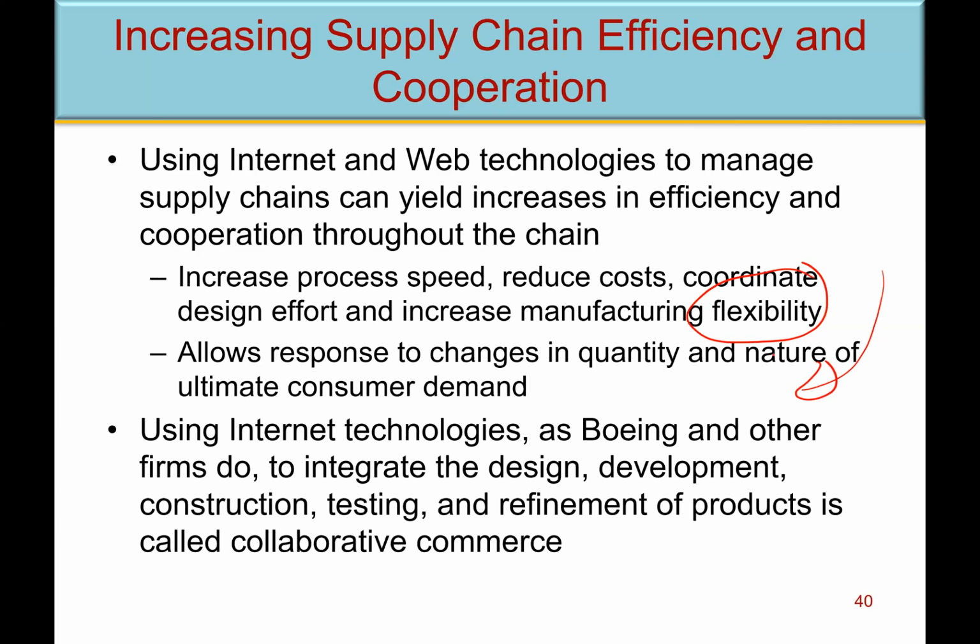Using internet technologies, Boeing, the aircraft company, and other firms integrate the design, development, construction, testing, and refinement of products. This is called collaborative commerce. All come together and work together on one platform. That is collaborative commerce.